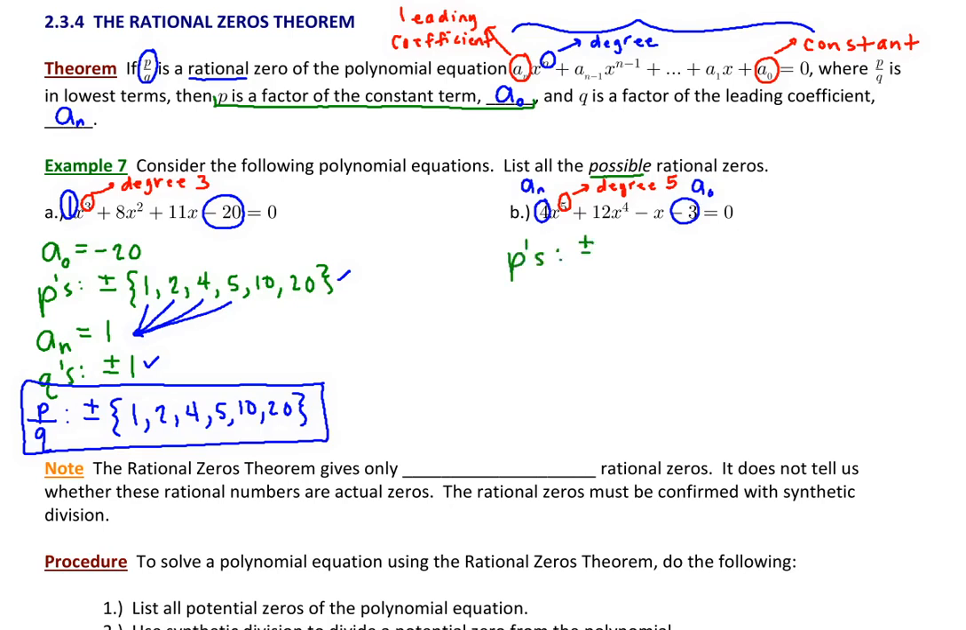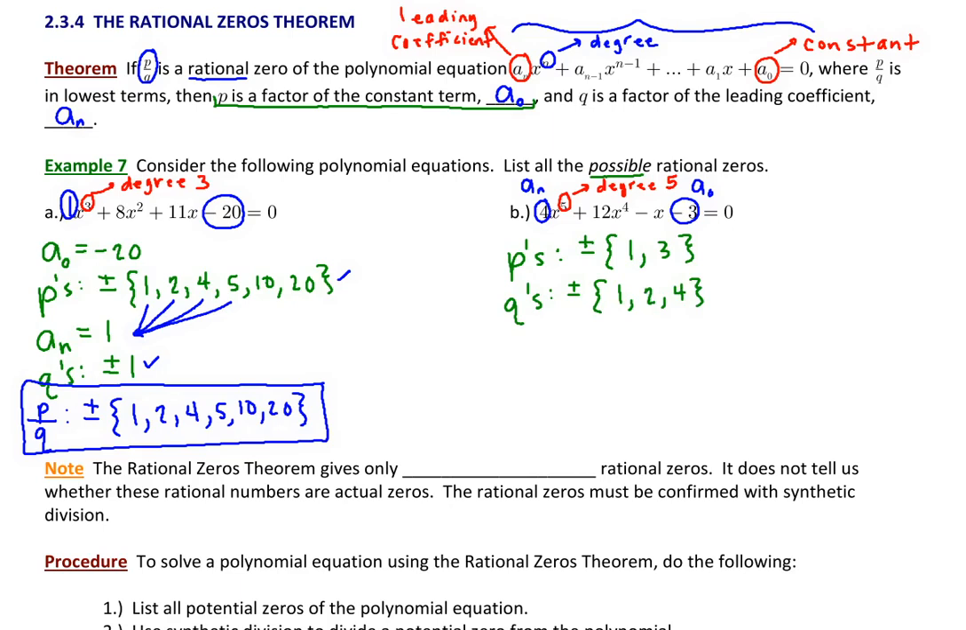So we're going to list every possible factor of -3, including both the positive and negative versions of those factors. For -3, the only factors will be plus or minus 1 and plus or minus 3. The q's are going to be the factors of our leading coefficient. Our leading coefficient in this case is 4. The factors of 4 include 1, 2, and 4. So this one's a little different than example A because we have more q's in this example.